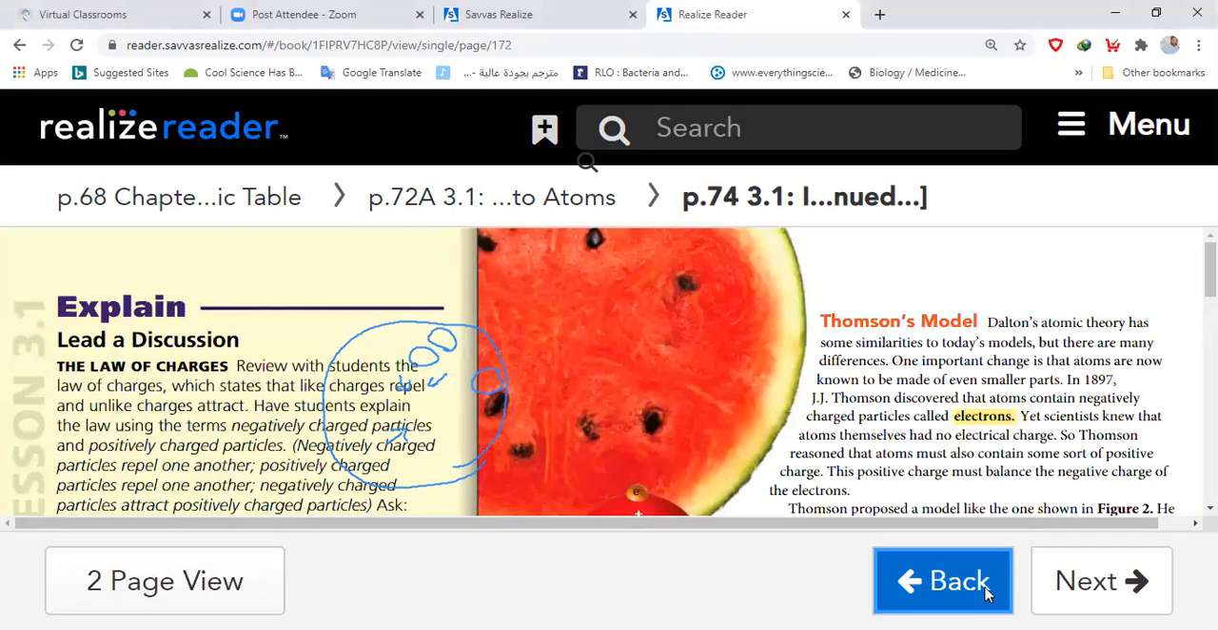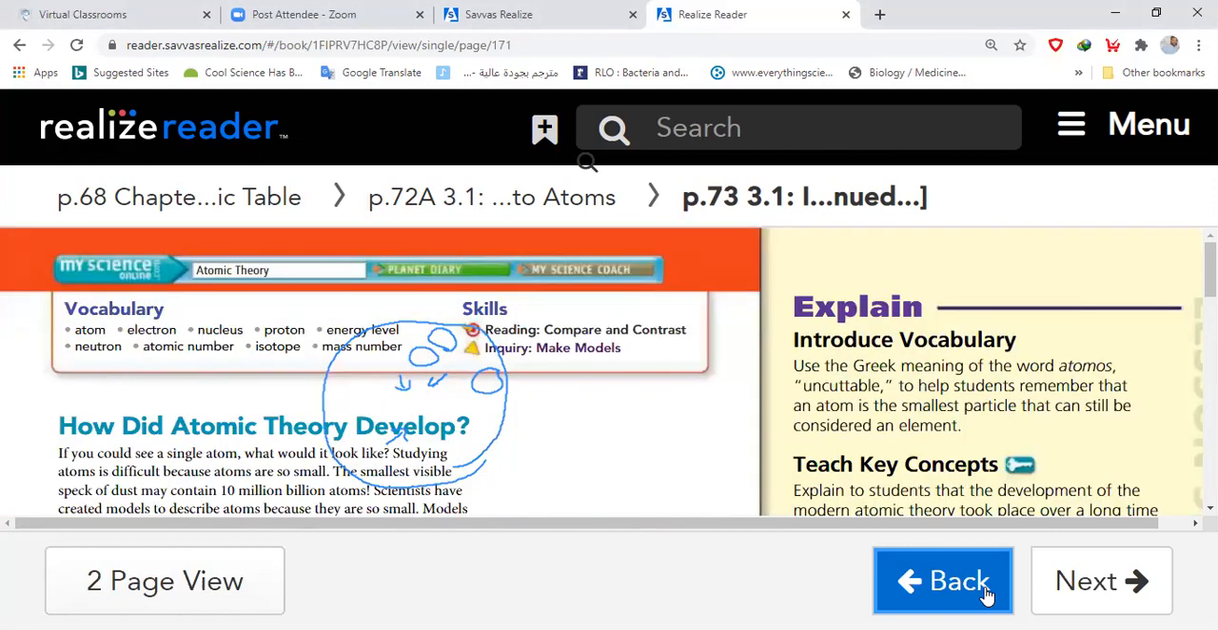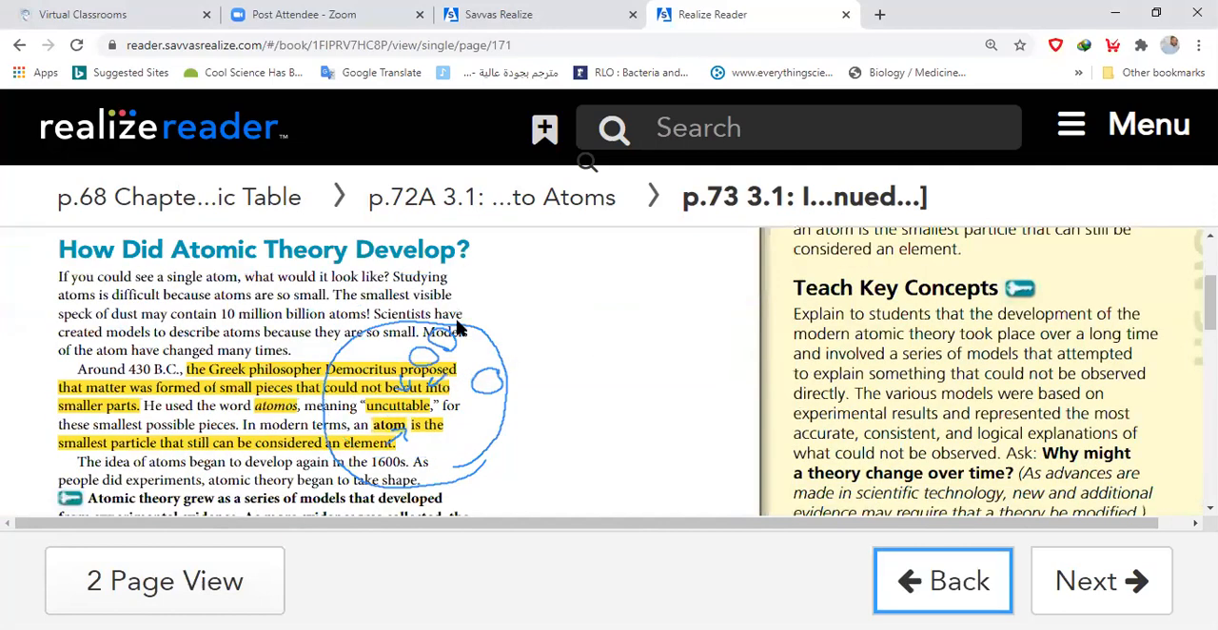We didn't say that the atom is the smallest particle or the basic particle, and we stopped. No, we said something else. Look at this. The atom, hang on a second.